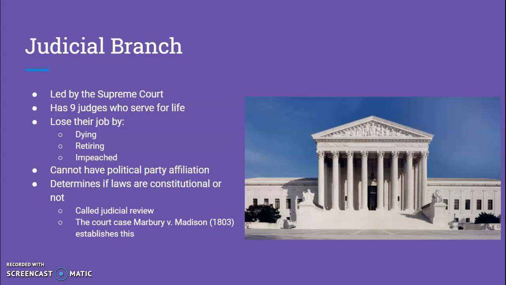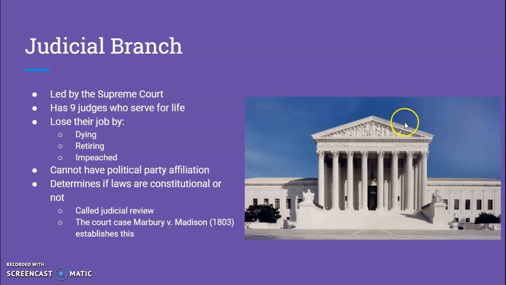Then also, the judicial branch determines if laws are constitutional or not. This idea is called judicial review. The court case Marbury v. Madison establishes this. It's basically if a law is against the Constitution, the judicial branch will strike it down. We did this in the famous court case Brown versus Board of Education in 1954. It said that segregation in public schools and public places was illegal, and so segregation had to end by law, according to the judicial branch, because that segregation went against the Constitution.